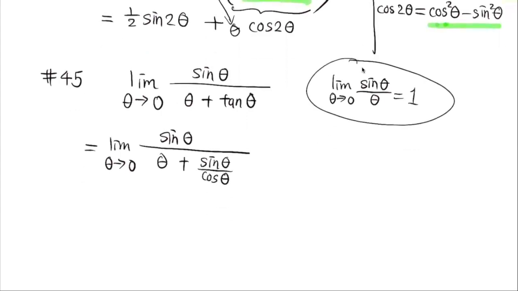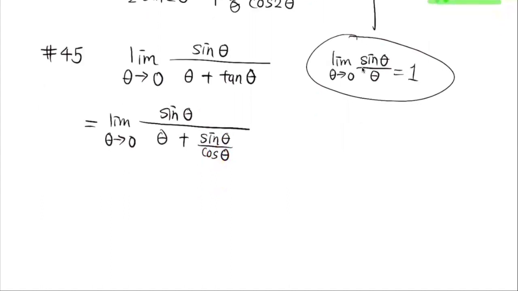Okay. Now after that, we take a look here and say, oh, this is like a complex expression, right? So how about we multiply up and down by this LCD, which is cosine theta. Okay. I'm just trying. It looks more complicated here now, but let's try that.